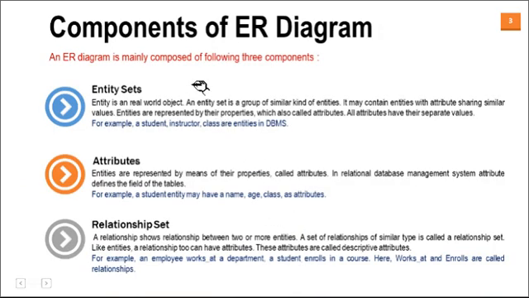Here we have the components of ER diagram. We have basically three components in our ER diagram. First one is our entity set, second one is our attribute, and third one is our relationship set. First, we'll discuss what entity and entity set are. First, I'm going to explain what an entity is.